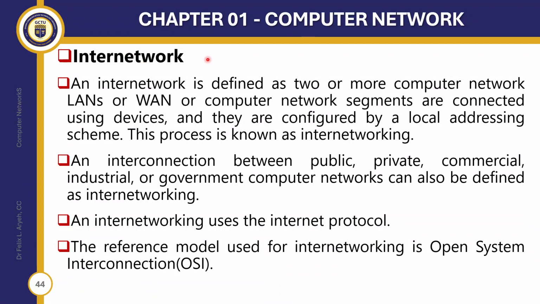Internetwork, or internet work. An internetwork is defined as two or more computer networks, which could be LAN or WAN, or computer network segments, that are connected using devices and configured by a local addressing scheme. This process is known as internetworking. An interconnection between public, private, commercial, industry, or government computer networks can also be defined as internetworking.